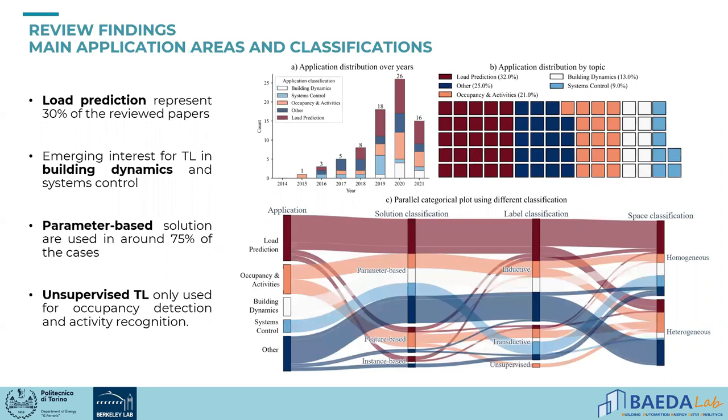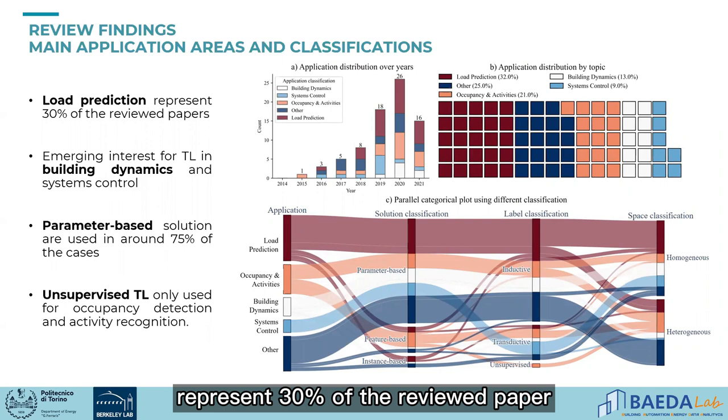Lastly, we decided to deep dive into the main application areas of transfer learning. And we found that load prediction represents 30% of the reviewed papers, while in the last year, there is an emerging interest for transfer learning in building dynamics and system control.